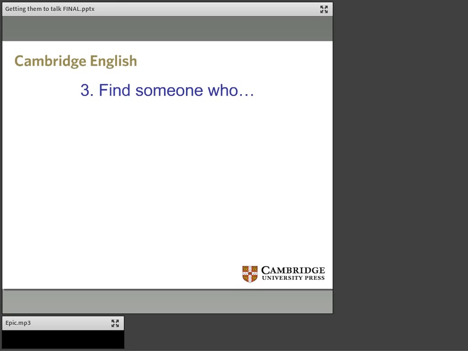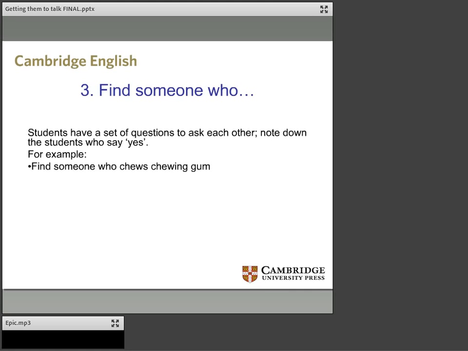The third set of ideas was find someone who. Students have a set of questions to ask each other, and they note down the students who say yes. So, for example, find someone who chews chewing gum. So they have to ask, do you chew chewing gum? Find someone who's been to New York. Find someone who has a dog. And they have to make this into questions, of course, and they have to find out who says yes and note down the answers.